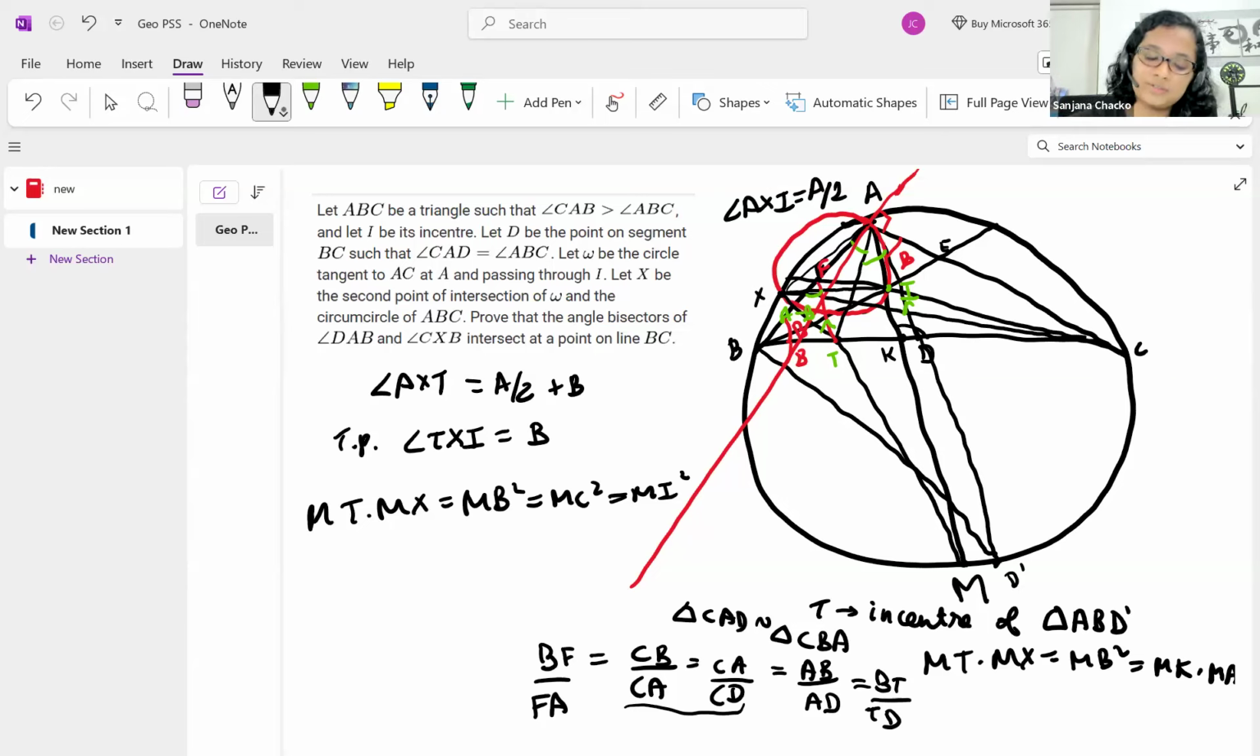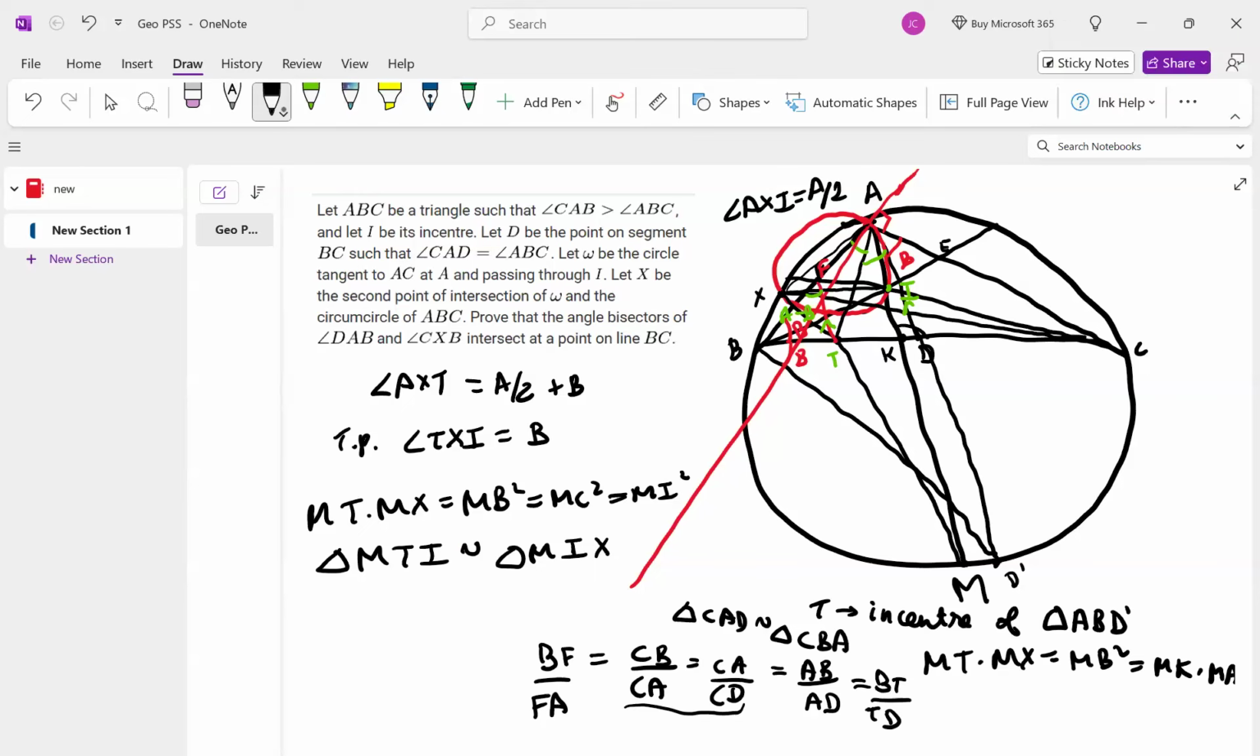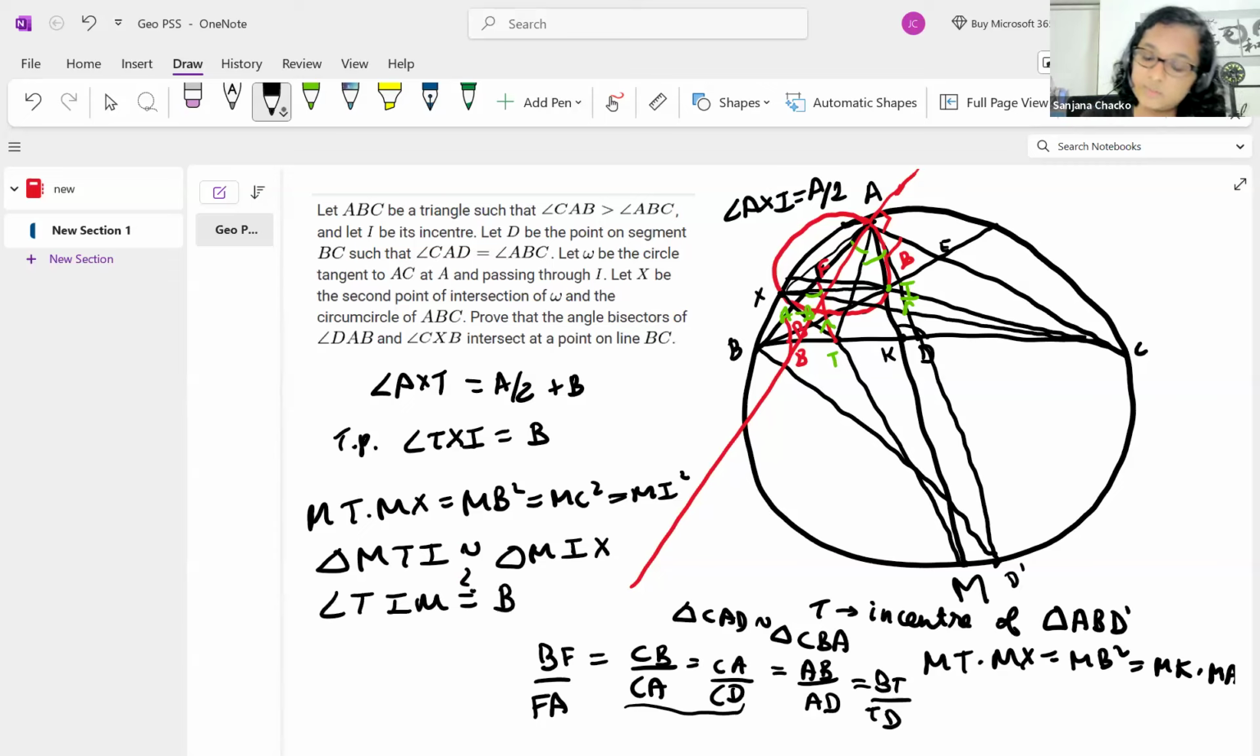So yeah, if anyone has any confusion about that, then you can ask and I can show you. But yeah, so we have MT times MX is equal to MI squared. So that means we have MTI is similar to MIX. So what would TXI be? TIM, I think. Exactly. So we know TIM is, we want to prove TIM is B. So we have actually completely gotten rid of X.